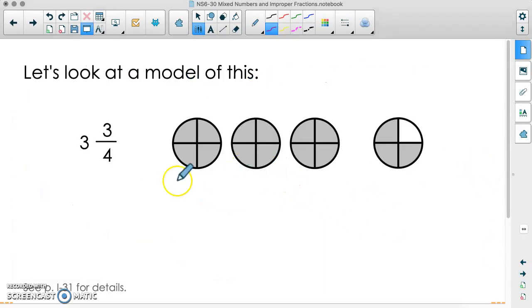So let's look at this model. We have 3 3/4. So we have 3 full pies and then 3/4. How do I change this into an improper fraction? Well, you can either count all these pieces, or you can do it the way I've been teaching you. You could take your denominator times your whole number, which is 4 times 3, which is 12, and then add on your extra 3. So it's going to be 15 over 4, because each pie is cut into 4, and that was the denominator we started with. Remember, the denominator never changes.